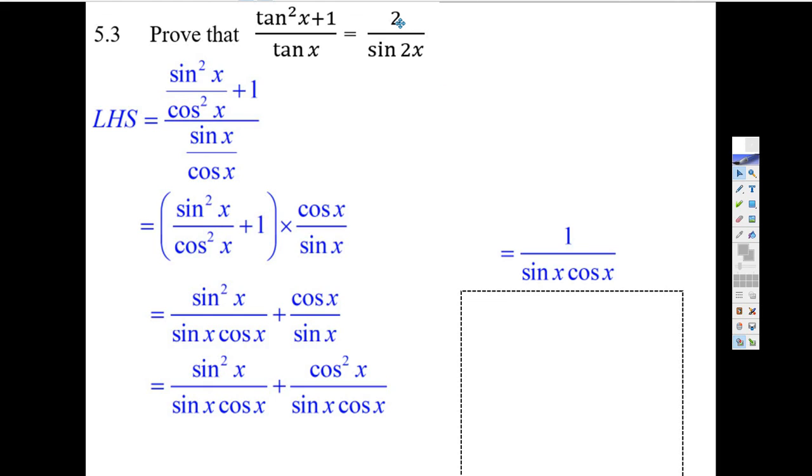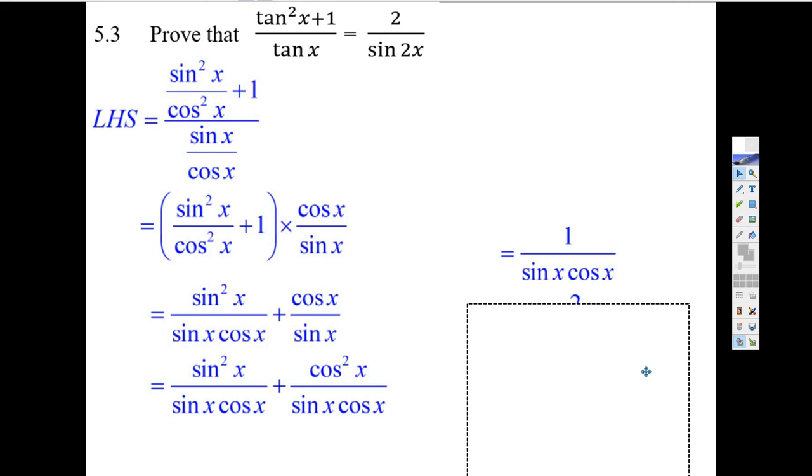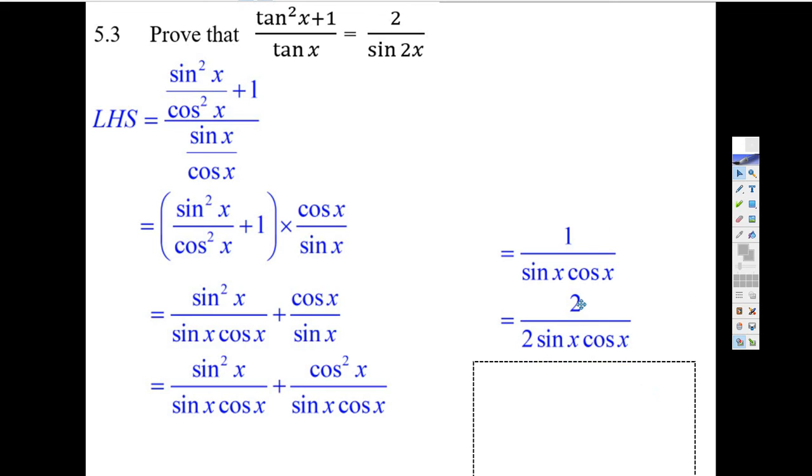Now how am I going to turn this 1 into 2? Well, I can multiply the top and bottom of a fraction by the same number. Ooh, I think I've done it. There, the 2 and 2 sine x cos x. Hey, that equals the right-hand side. So I've worked it all down and I've made it equal the right-hand side. And there you go.